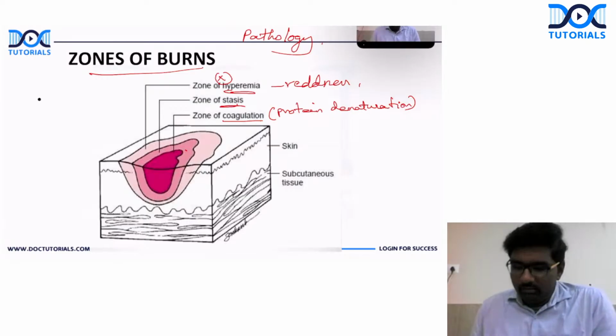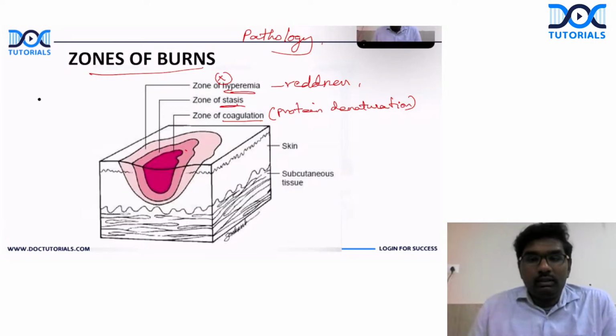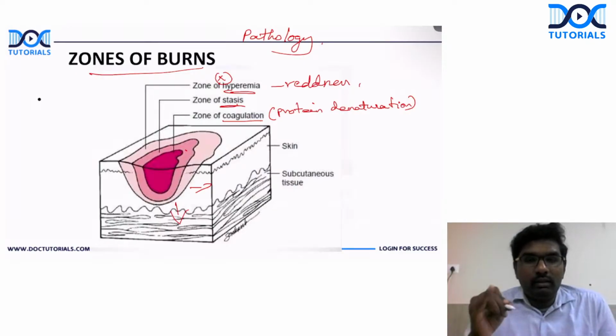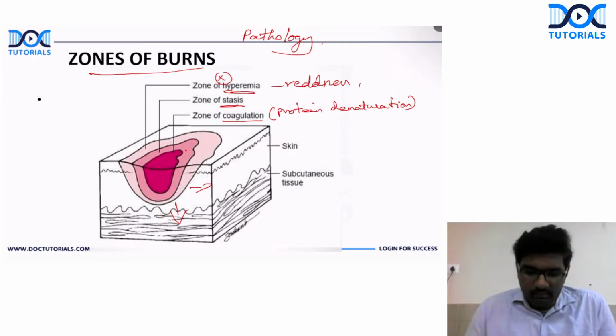Sorry for the interruption. So zones of burns, there are 3 zones of burns. It can be either a zone of coagulation, zone of stasis, and zone of hyperemia. Zone of coagulation is the center area. This is due to the protein denaturation, followed by zone of stasis, and followed by zone of hyperemia. So the extension, either the lateral spread or the downward spread, depends upon the nature of the agent that is causing the burns, duration of exposure, and the concentration of the substance causing the burns.